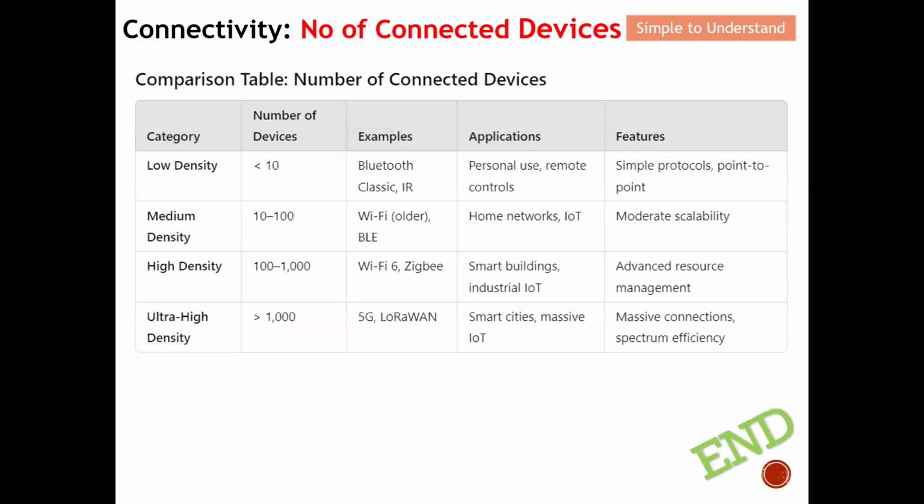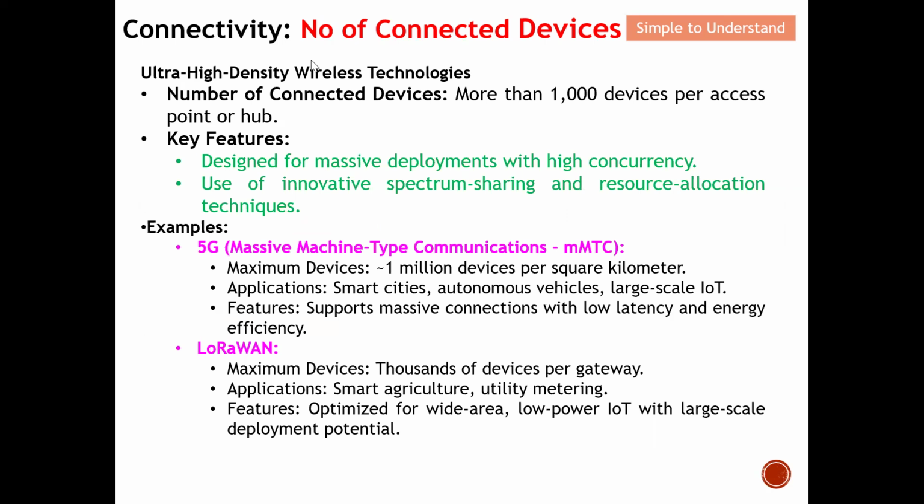The last one will be on the ultra high density wireless technology. They can be even more than 1,000 device per gateway. The key feature is basically they are designed for massive deployment with high concurrency, which means that they need to support multitasking, etc. Basically they make use of new innovative spectrum sharing and resource allocation technique. So some of the example will be 5G.